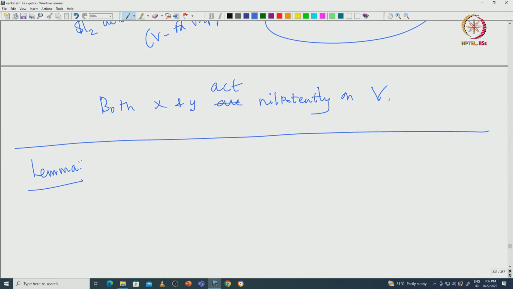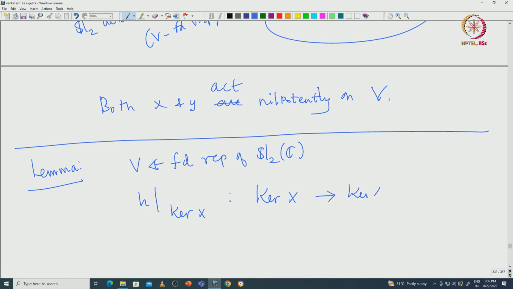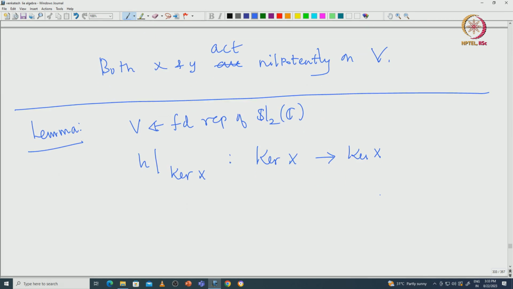Now if you start with a finite dimensional representation of SL2, as we predicted, the element H should act semisimply on this V, but that is hard to prove, as I said. So, what we do is restrict this action of H to the kernel of X. This is going to be mapped from kernel X to kernel X, and we can claim that this is indeed diagonalizable.